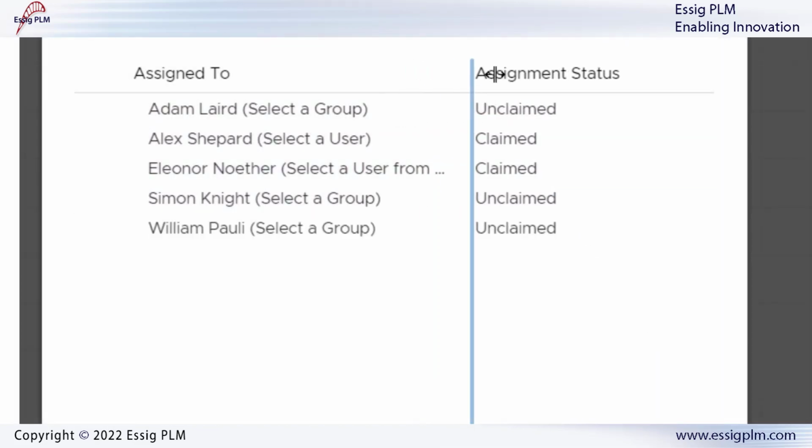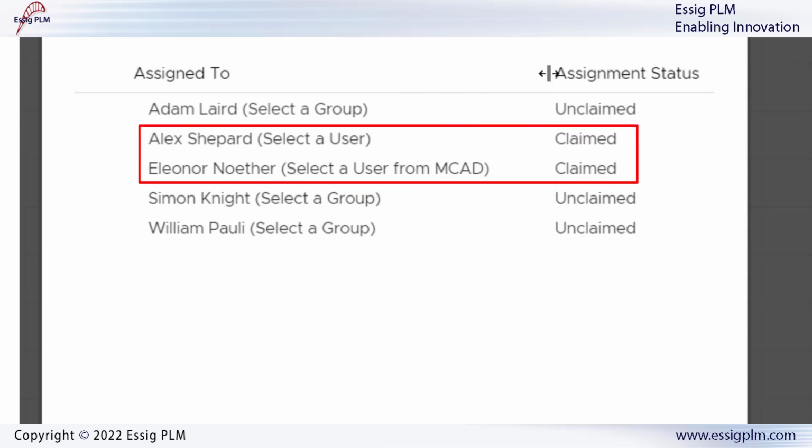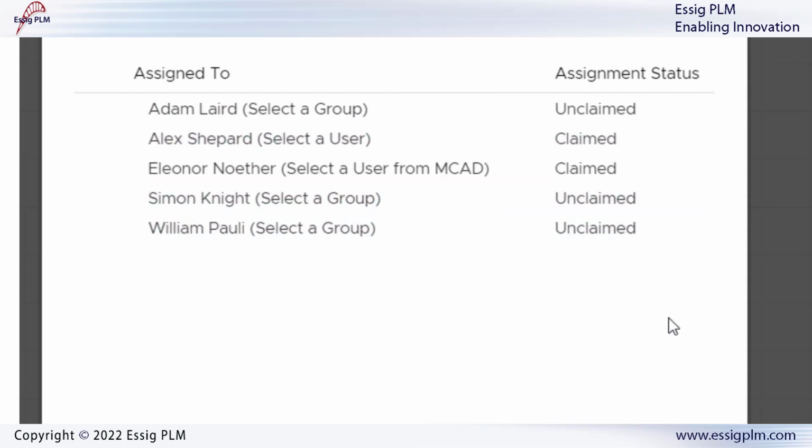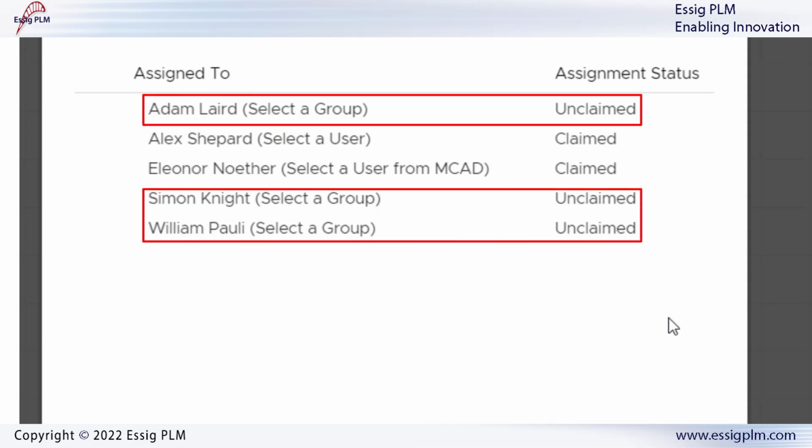This window shows us that the roles Select a User and Select a User from MCAD are claimed by 2 users decided by Paul Mole, while there are 3 users who can claim the Select a Group role. They are the users belonging to the Designers group, since this was a selection performed by Paul Mole.